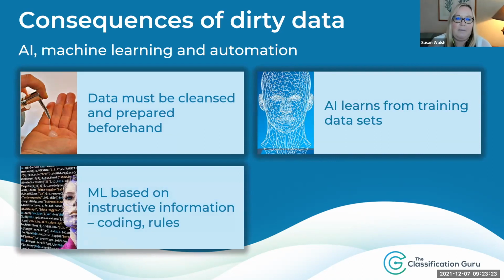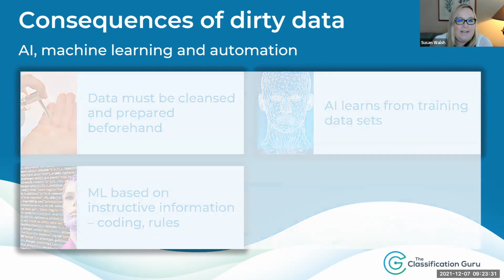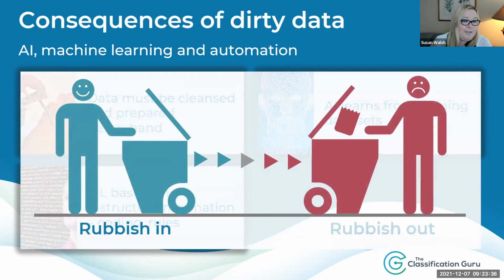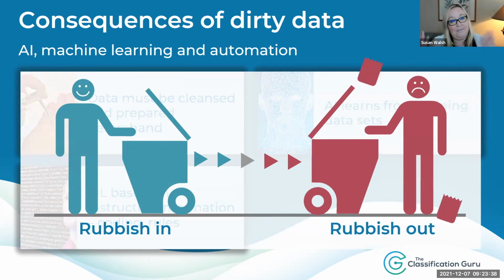Same with machine learning. It might be codes or instructive learning, but if you give someone the wrong data set, the wrong coding is going to happen. And it really is true what they say, the old adage: rubbish in, rubbish out, or garbage in, garbage out.